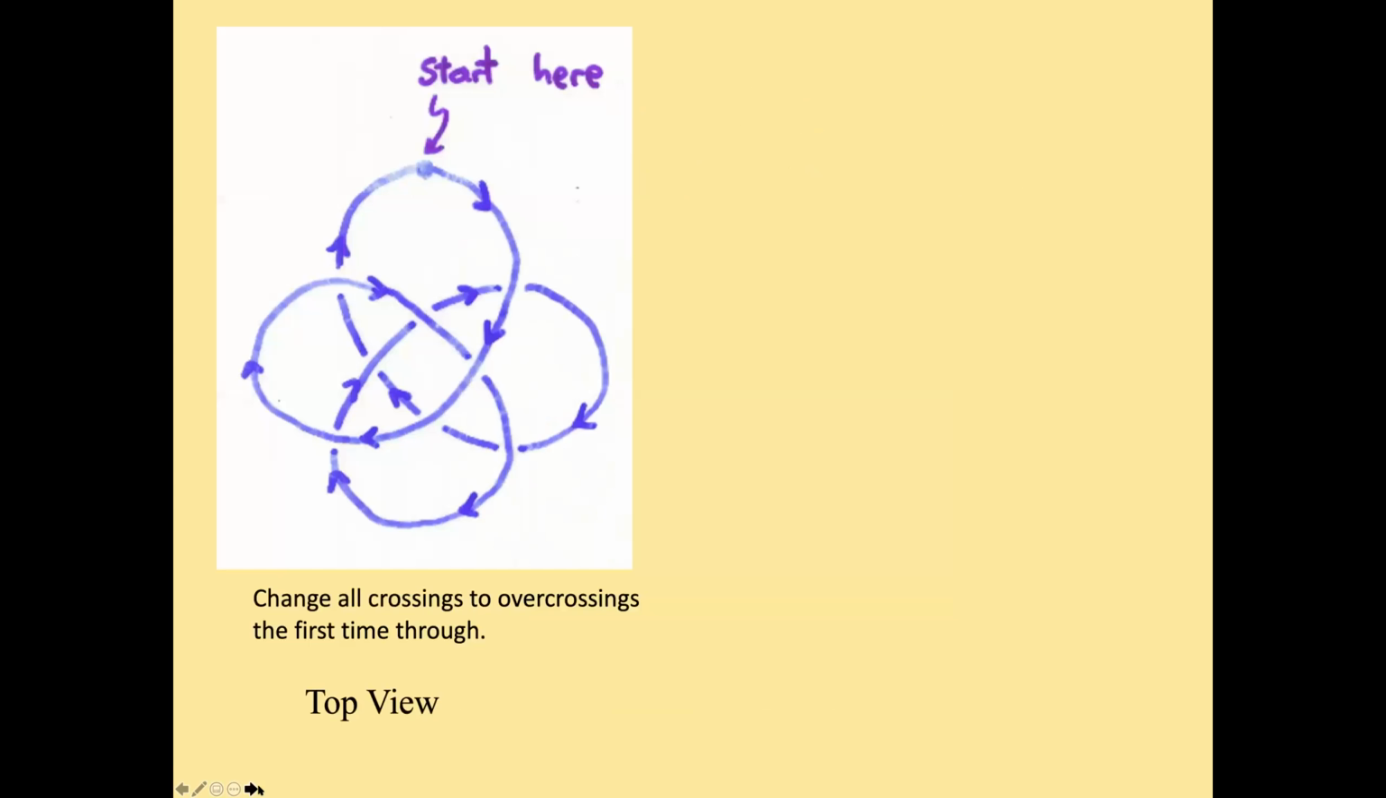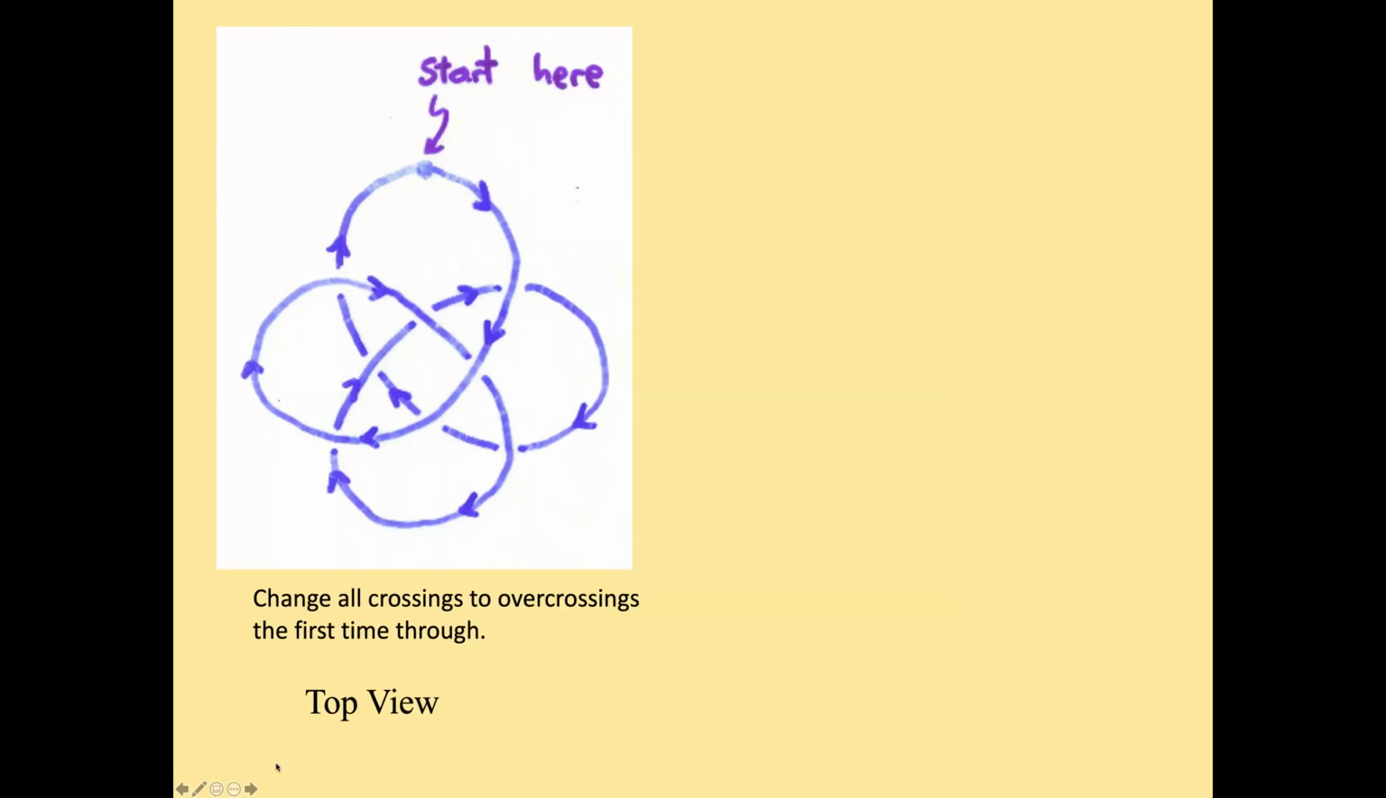So for example, in this picture, here's how I'm going to do it. I'm going to start at a point on the knot. I'm going to start traveling along. And each time I hit a crossing, the first time I'm going to make that an overcrossing. And the second time I hit it, I don't change it. So this is the second time I hit this crossing, so it's an undercrossing, but this is the first time I hit this one, overcrossing. So as I travel along, the first time I hit a crossing, I make it an overcrossing until I go all the way around to the bottom.